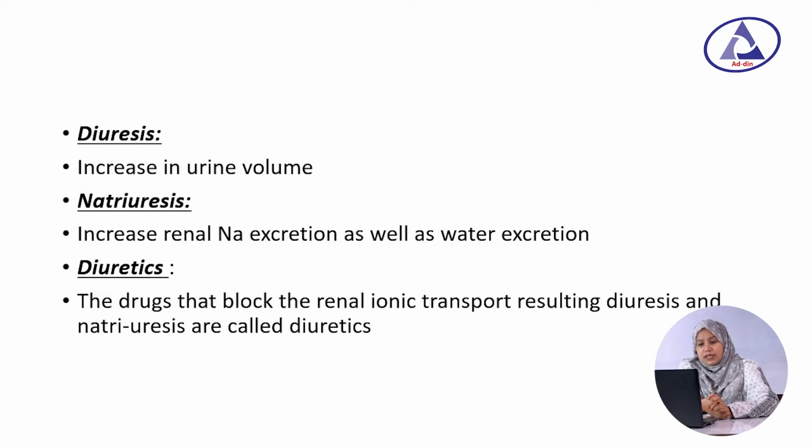And what is natriuresis? Natriuresis means increased renal sodium excretion. Sodium is an ion. If it is excreted more than its normal level, we call this natriuresis. An important feature of sodium is that when it is excreted, it always takes water with it. So whenever there is sodium excretion, there is water excretion too. Now, what are diuretics? The drugs that block renal ionic transport, resulting in diuresis and natriuresis, are called diuretics. That means these are drugs that cause sodium excretion as well as water excretion.